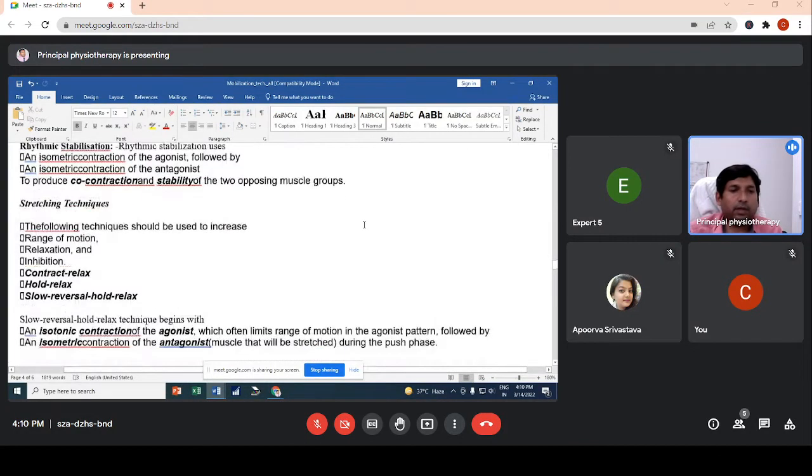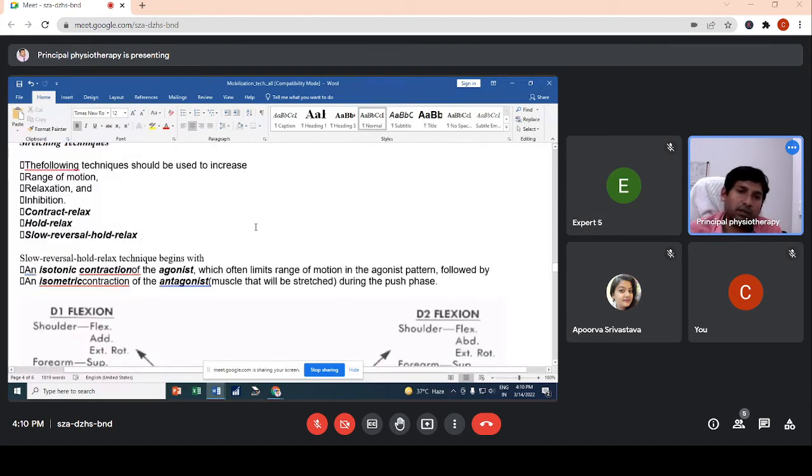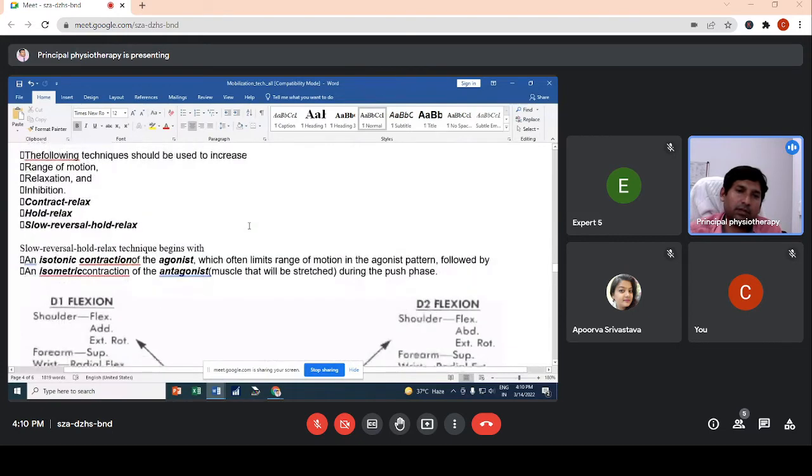Stretching techniques may be here. A stretch technique is basically used to increase the range of motion, relaxation, and inhibition. Contract, relax, hold, relax, slow reversal, hold, relax. These are the stretching techniques.